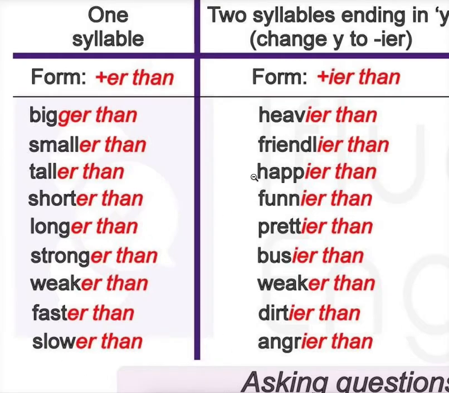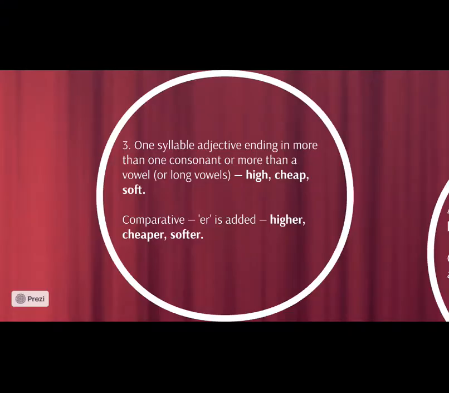So remember, babies, one syllable adjective, you just have to add the ending er and done. Don't forget the rules. For example, if you have something that ends in consonant, vowel, consonant, you have to double the last consonant. For example, if you have something like nice, you just have to add r at the end. Can you see? So let's continue.